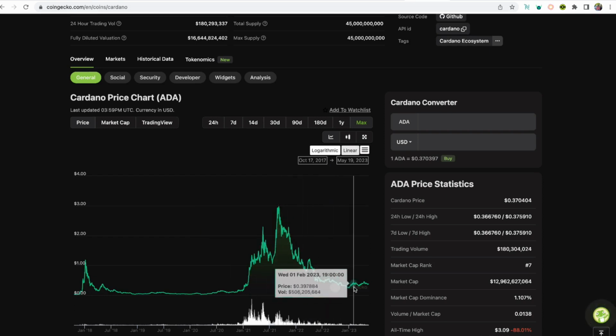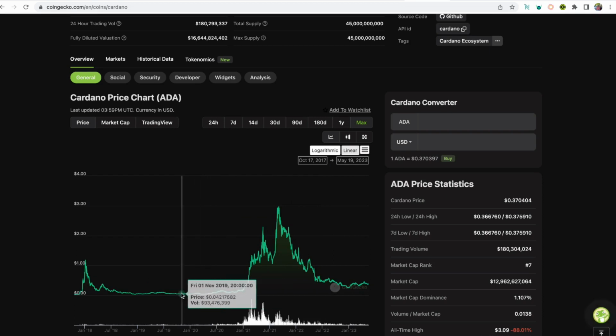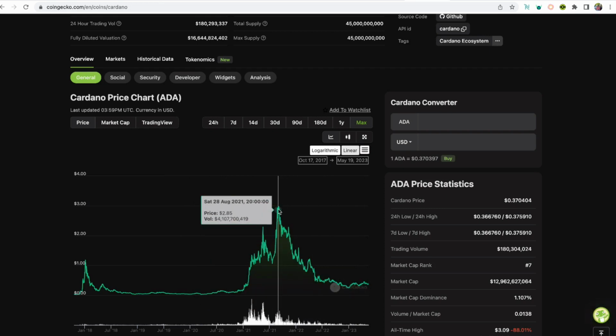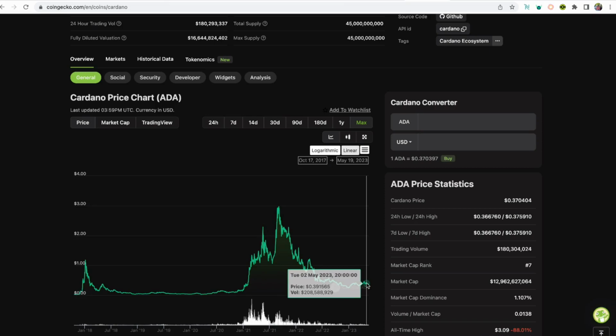So I believe that we're in this time here. That's where I think, and it's just my opinion. And I also think that the time will come when ADA will eclipse its previous all-time high of $3. So if you spend $1,000 today at the price of 39 cents, $1,000 divided by 39 cents is going to give us roughly 2,500 ADA. Let's just say 2,500 ADA.